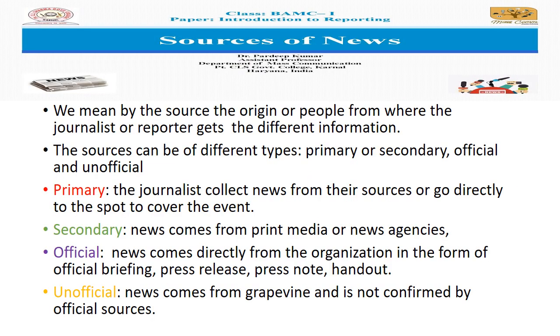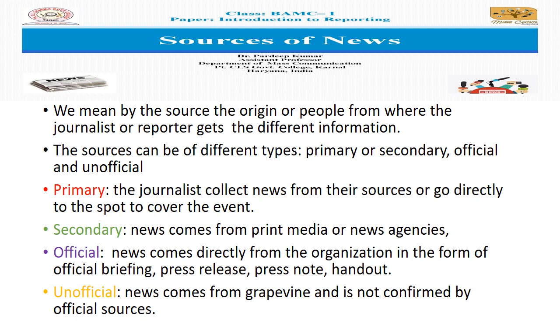Now, what is important with news is that we have to know the sources of these news, and we have to decide later on whether these different types of news are reliable or not. By the source we mean the origin, or the people or agencies from where the journalist or reporter gets the different information. This information later on becomes what we call news.